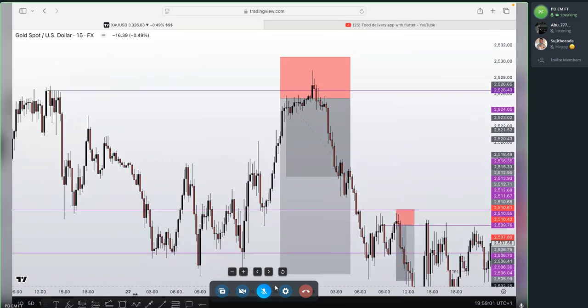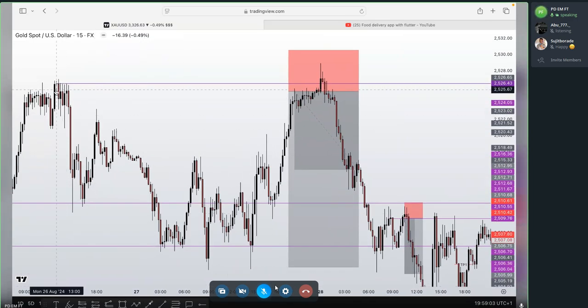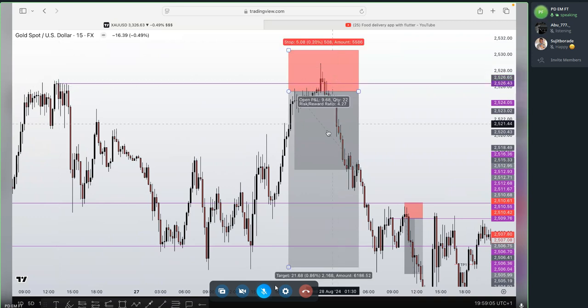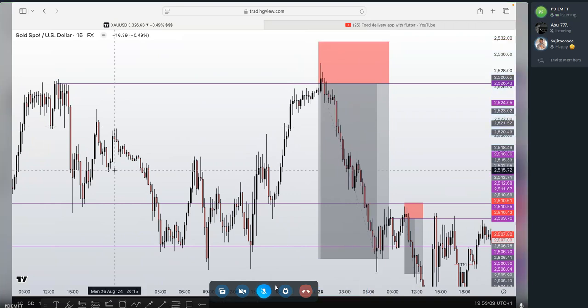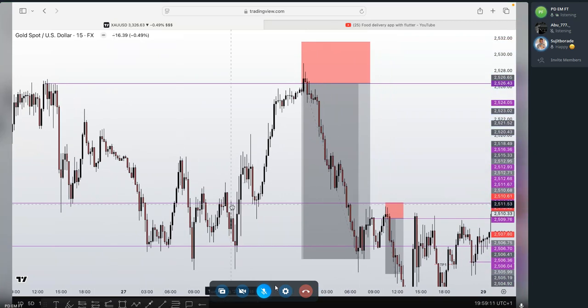Look at this one too. This is where the doji came from. If I adjust this, this is how the trade is supposed to be. But what about mitigated doji, bro? You see it? What about mitigated doji? I would say doji is one time use most of the time. One time use. Okay, it should be one time use.